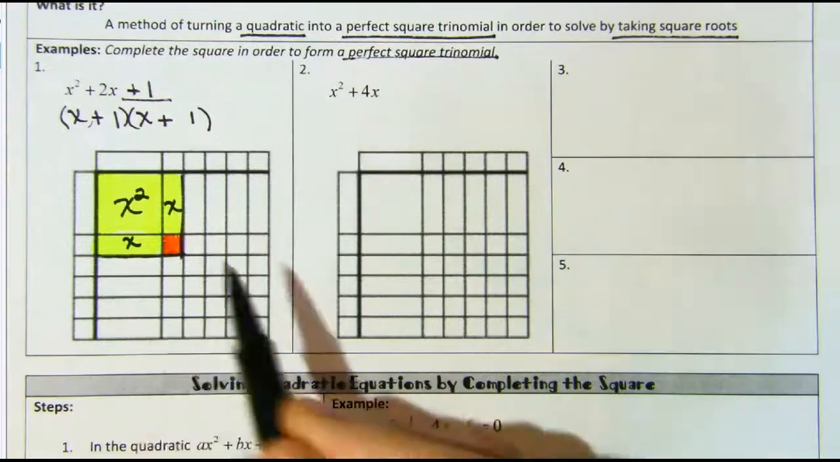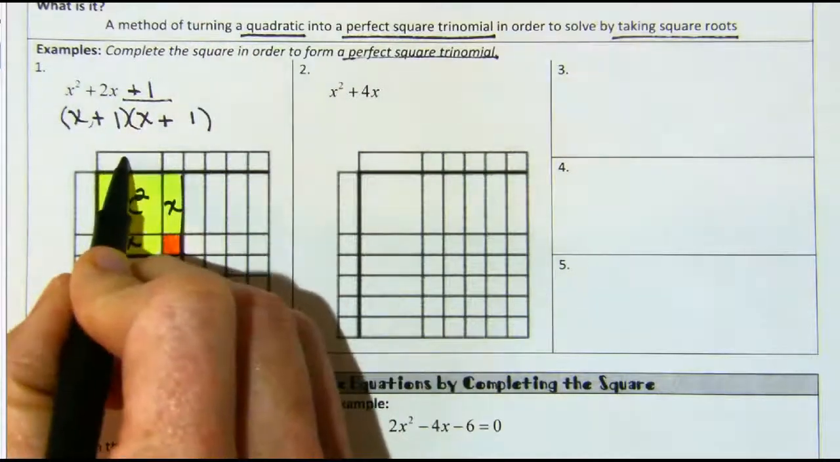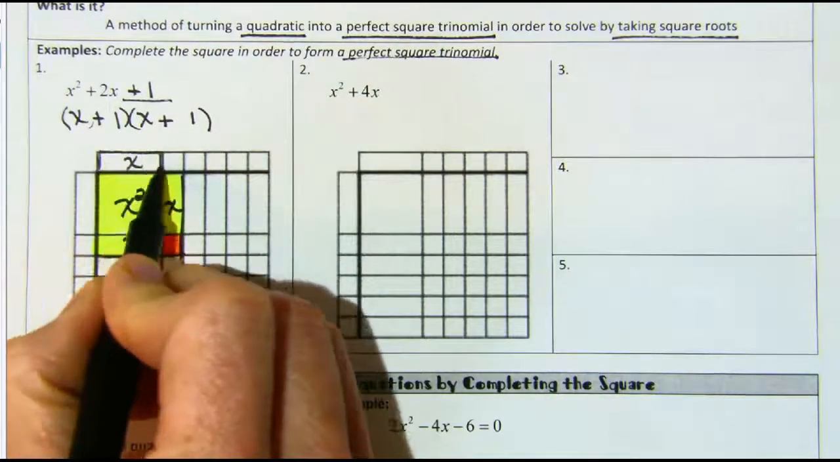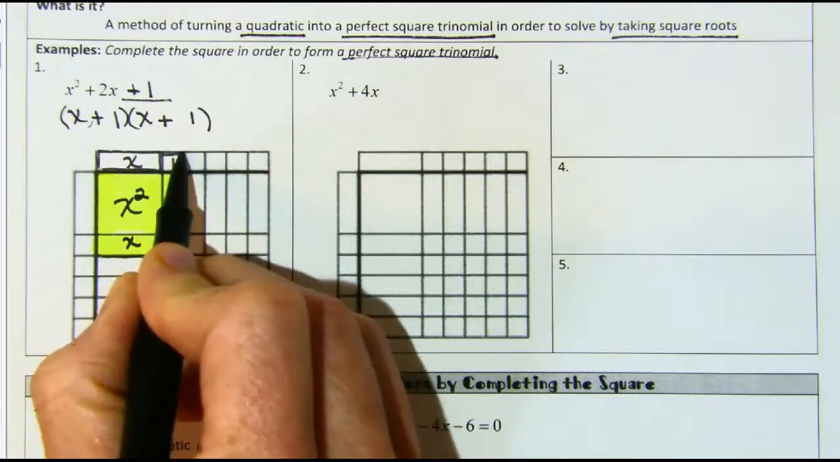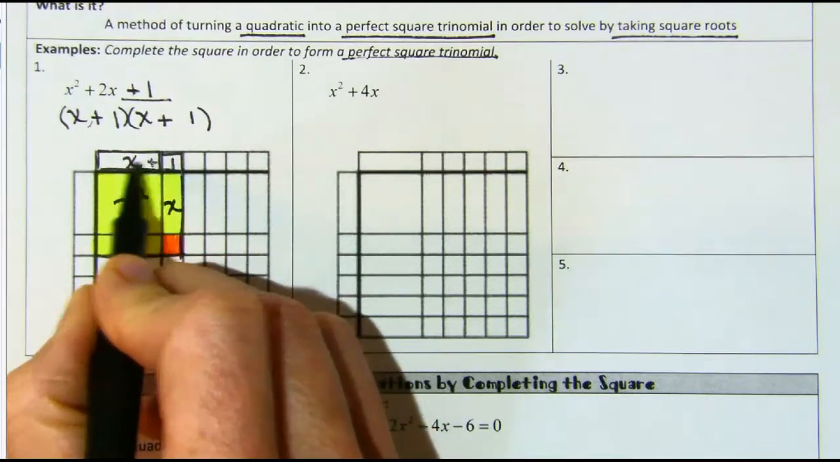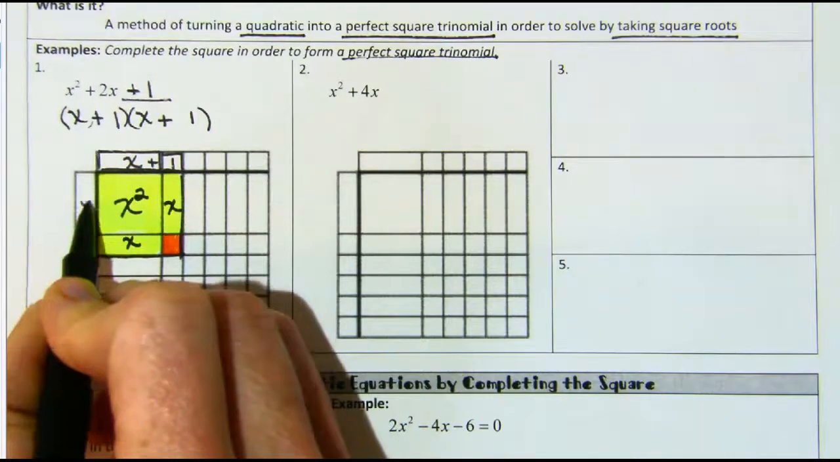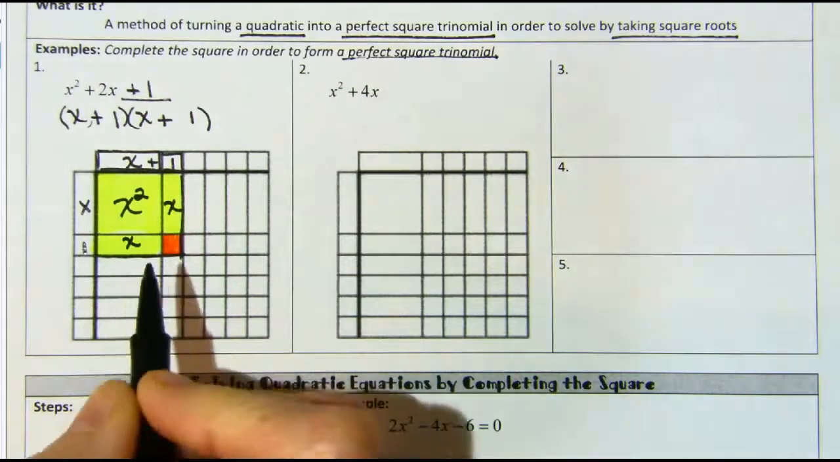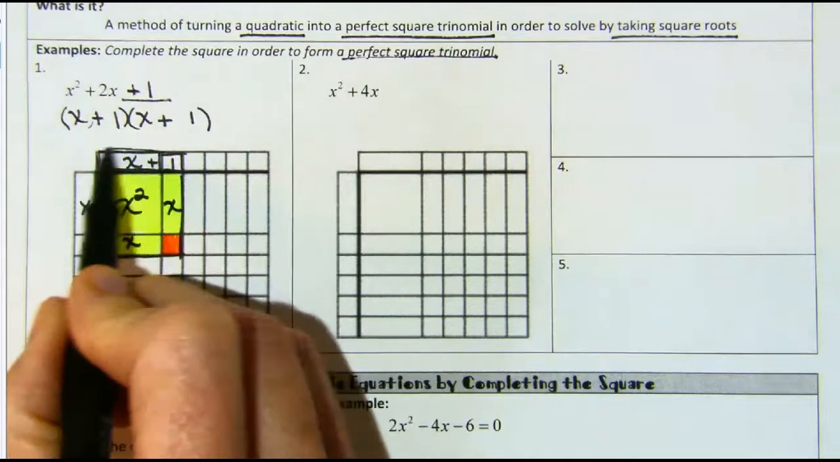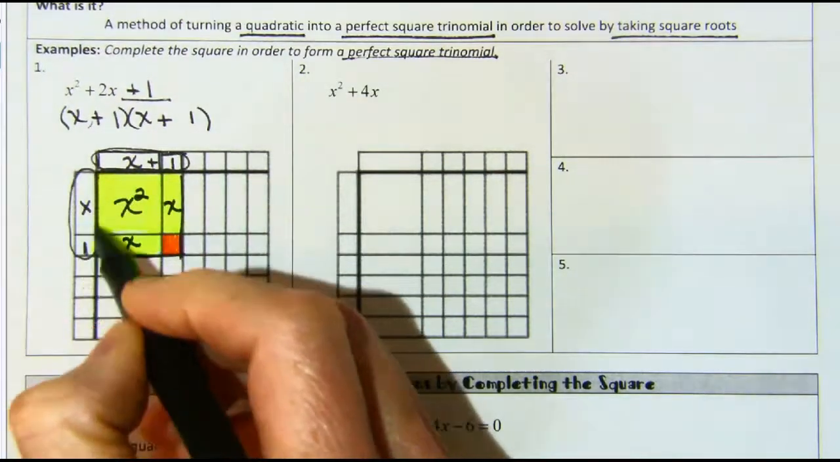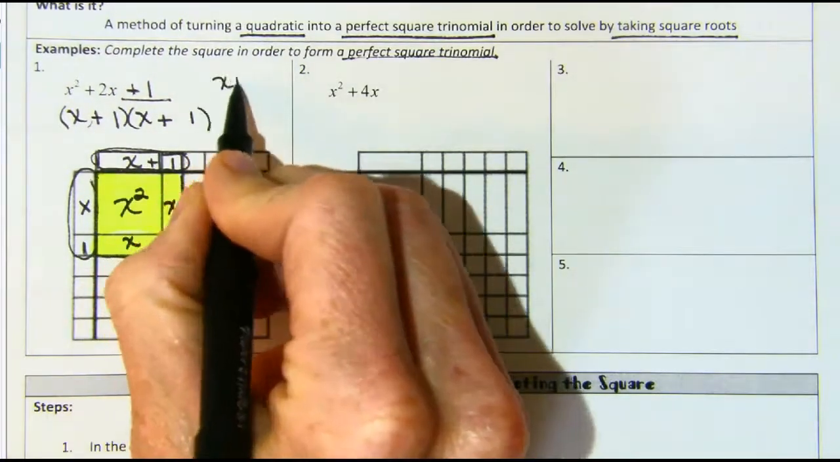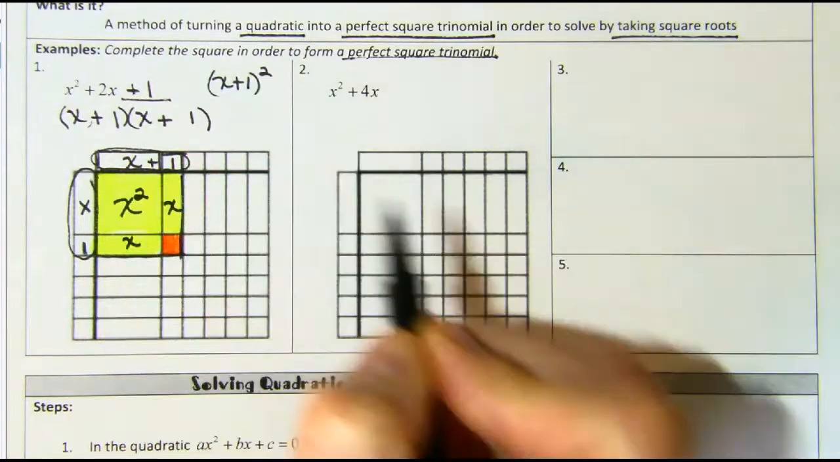Now this is where the model comes in. This, remember, is an x tile, and this is a 1 tile. So that's x plus 1 here. This is an x tile, and this is a 1. So what you've got going on here is x plus 1 and x plus 1. So we can write this x plus 1 squared.